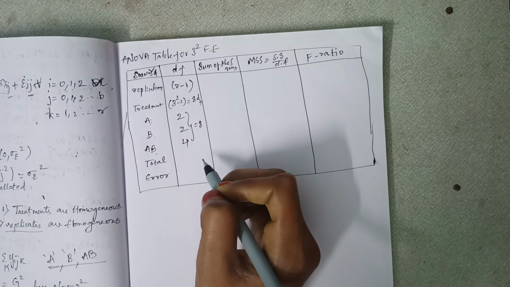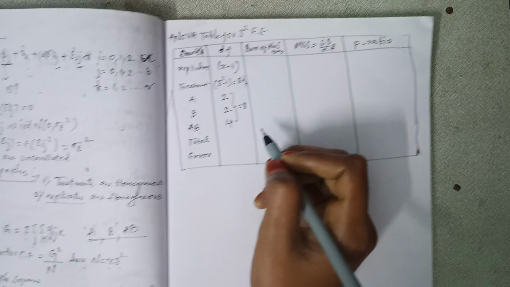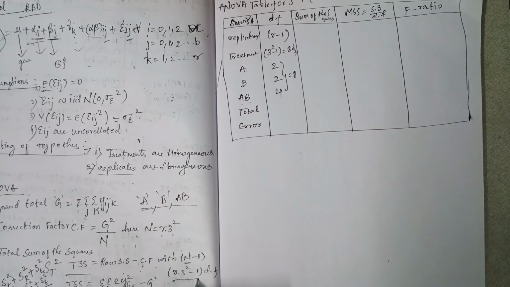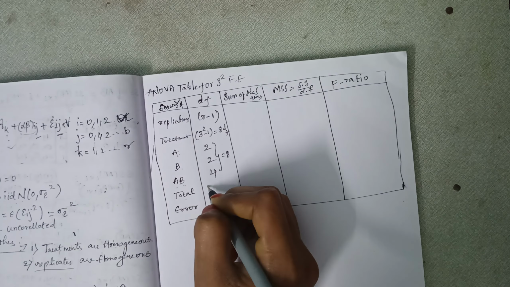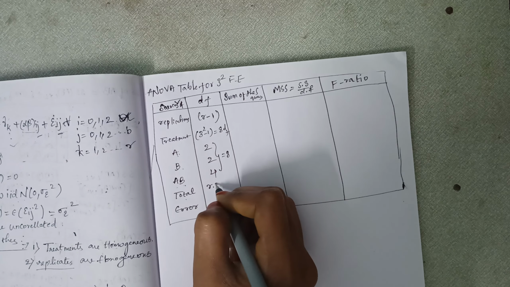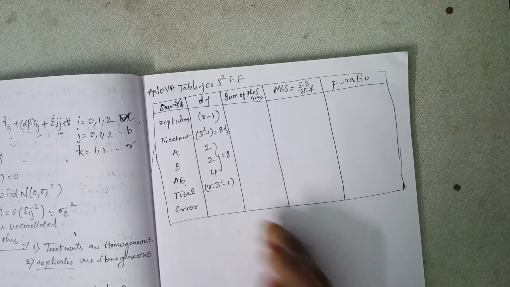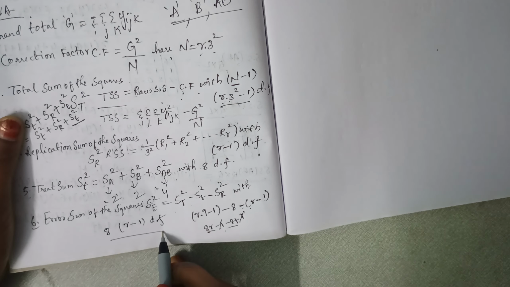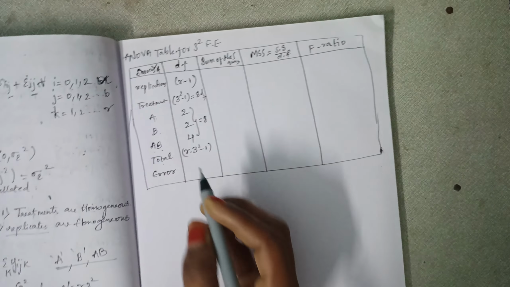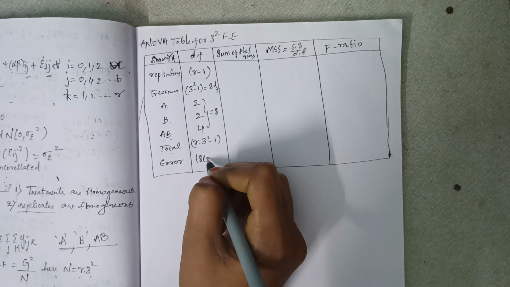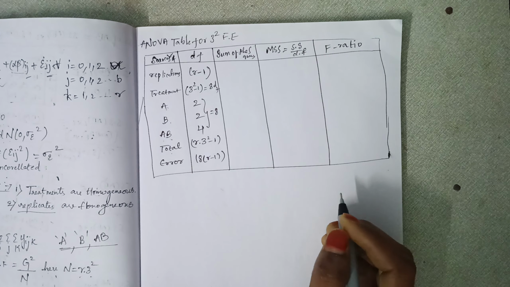And total sum of the squares, the degrees of freedom we have seen here, which is r into 3 square minus 1. So r into 3 square minus 1 degrees of freedom. And the error sum of the squares that we got here, 8 into r minus 1 degrees of freedom. So 8 into r minus 1 degrees of freedom.